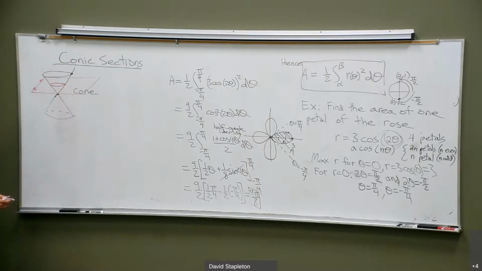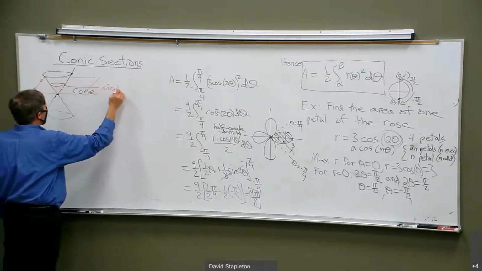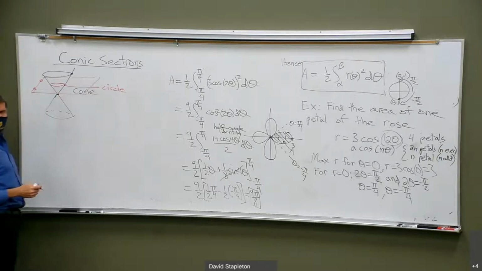Right, because every point along the line moves in a circle when you rotate it. So that's one conic section because we cut a cone. We call it a conic section. But there are others, right?